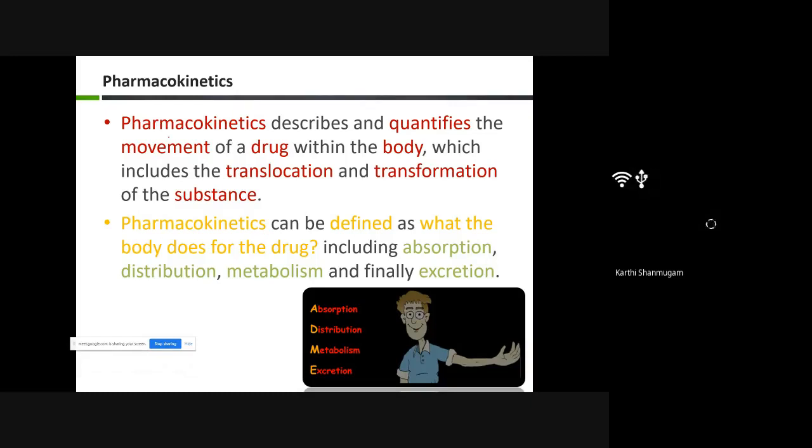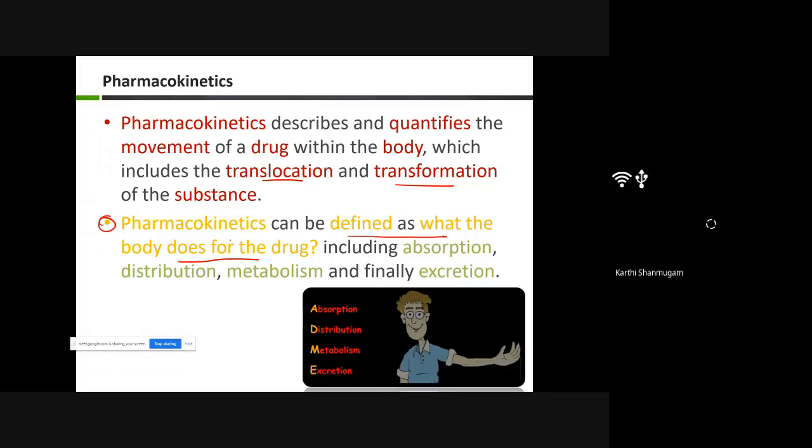So here again, I gave the definition for pharmacokinetics. Pharmacokinetics can be defined as what the body does for the drug molecule. These four important parameters can be classified into two types: one is called the translocation process and another one is called the transformation process. This is a physics term, translocation and transformation.